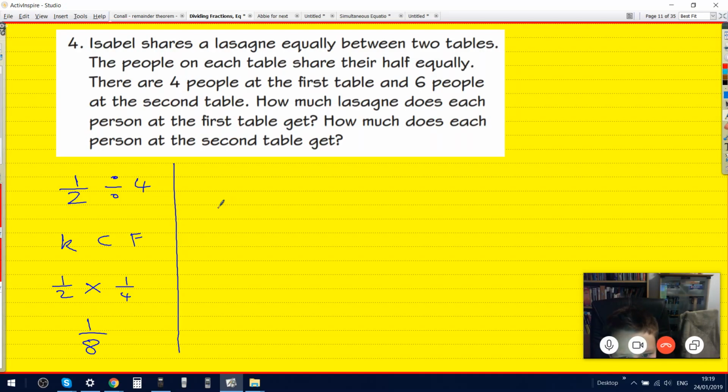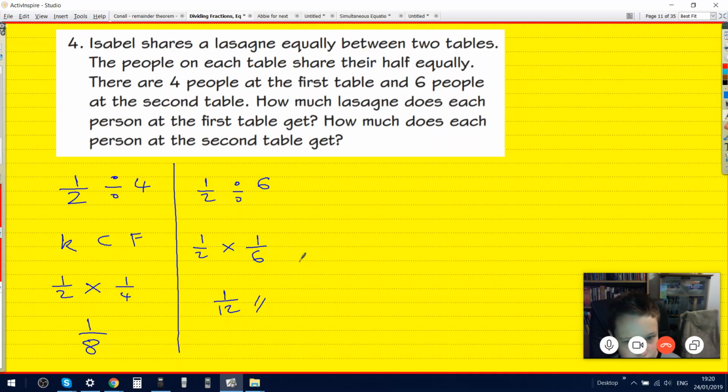And then on the second table there were 6 people, and so it would be 1/2 divided by 6. Yeah, so 1/2 divided by 6. You would keep the 1/2, turn the dividing sign into a times sign, and flip the 6 to make 1/6. And 1/2 times 1/6 is 1/12. That's it.